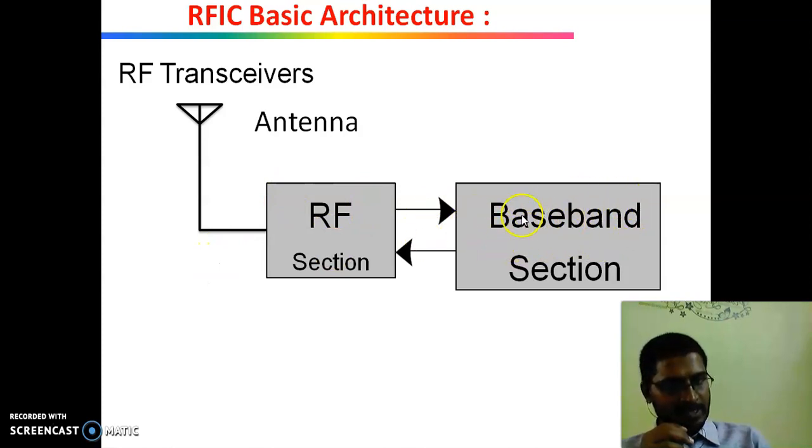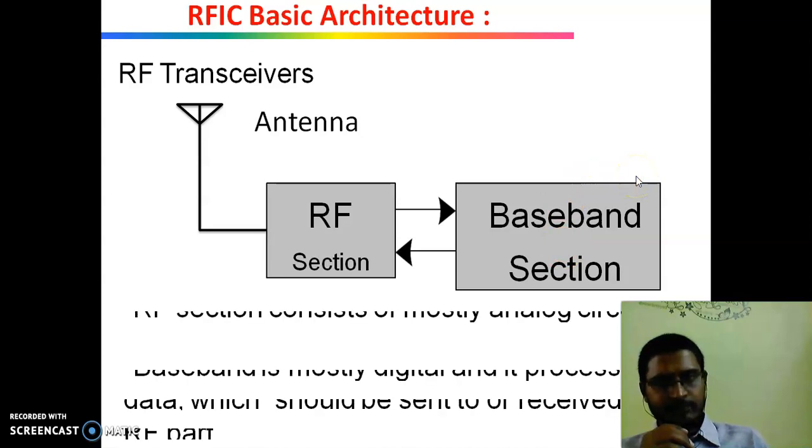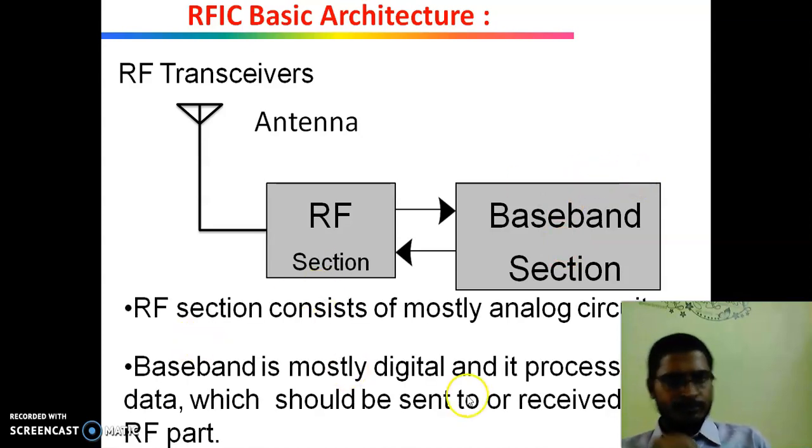In the transmitting case, this baseband section generates the signal and then that is given to the RF section, which will perform the modulation and so many other things, and that is given to the antenna where it is radiated into free space. In the receiving case, the signal is received by this receiving antenna and given to the RF section to perform the demodulation operation, then it is given to the baseband section for further actions.